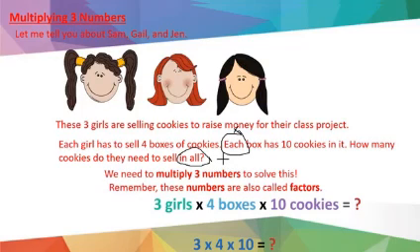Remember, these numbers are also called factors. So 3 girls, 4 boxes. Inside each box we have 10 cookies. So we should multiply 3 by 4 by 10. We can first multiply 3 by 4, or we can multiply 4 by 10 or 10 by 3. We can change the order of the numbers in multiplication.